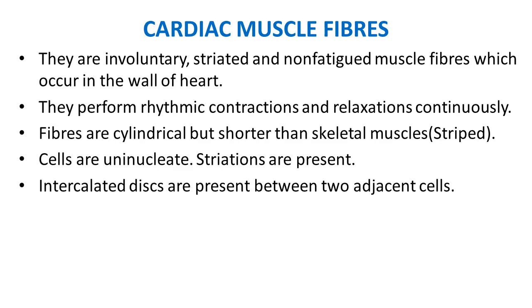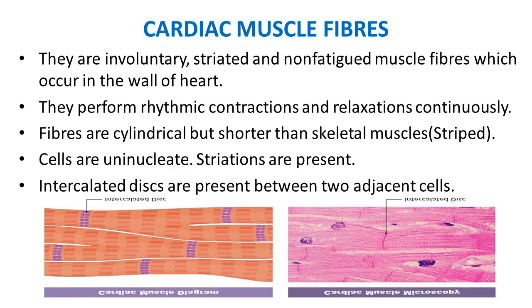And they perform the rhythmic contraction and relaxation of the body. You can look into the image of these cardiac muscles. The muscle fibers are cylindrical in nature and they are uninucleate. In each fiber we can see only one nucleus is present and striations are there.